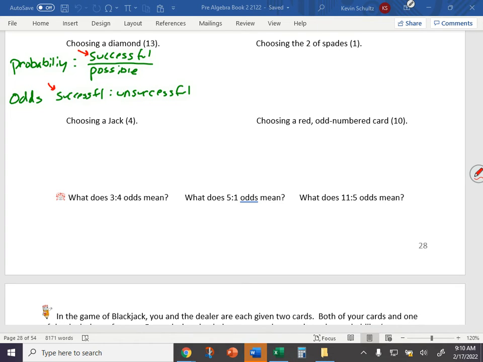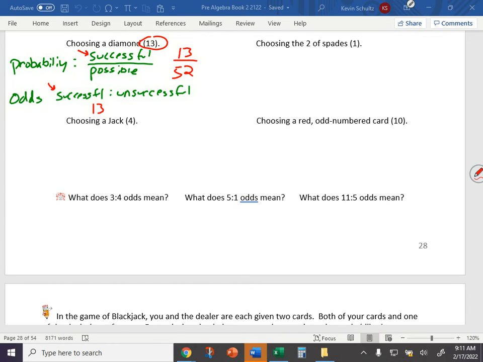So let's start there. Choosing a diamond, there are 13 diamonds. So that would be our successful outcomes, right? If you want to pick a diamond and there are 13, in probability there are 13 successful outcomes, and in odds there are 13 successful outcomes. That's the same in each of them. But the difference is that in probability, the denominator is the possible. How many possible outcomes are there? We're dealing with a 52 card deck, so 52.